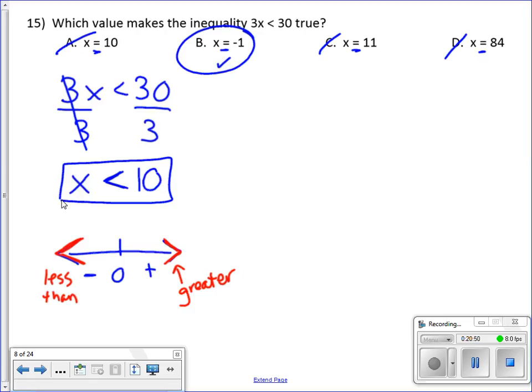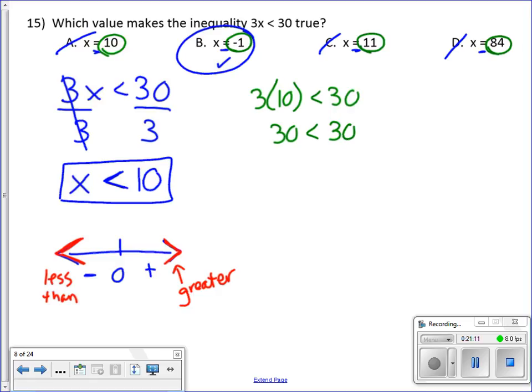So if you need to, write that on your paper at the top as a reminder. Now, here's another thing you could do to check if it works or not. I could literally take each one of my answer choices, 10, -1, 11, and 84, and plug it right in here. So 3 times 10 is supposed to be less than 30. That means 30 is less than 30. Is that a true statement? No, this is false.